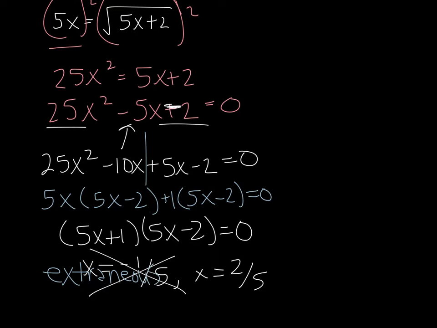And then x equals 2/5. 2/5 of 5 is 2, so the left side is 2. On the right, 2 plus 2, the square root of 2 plus 2 is the square root of 4, which is 2. This works. So this one works.